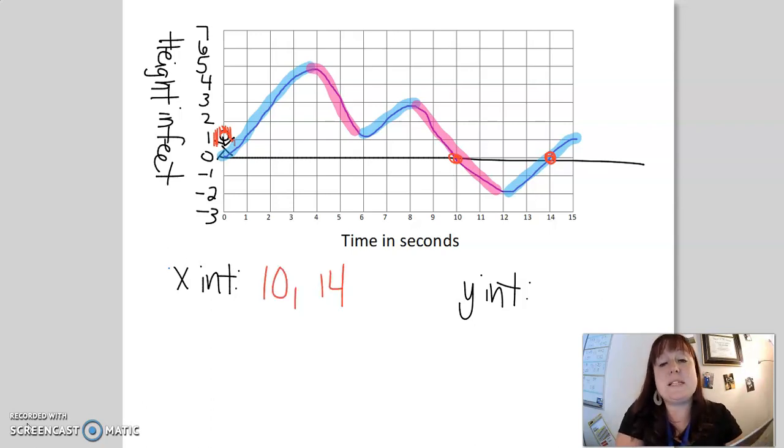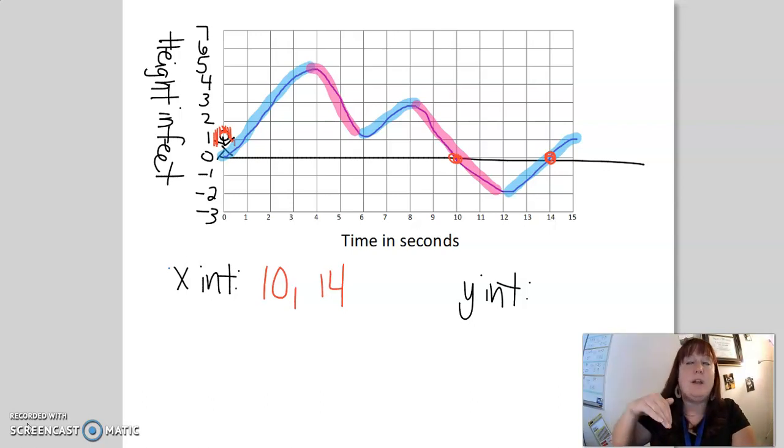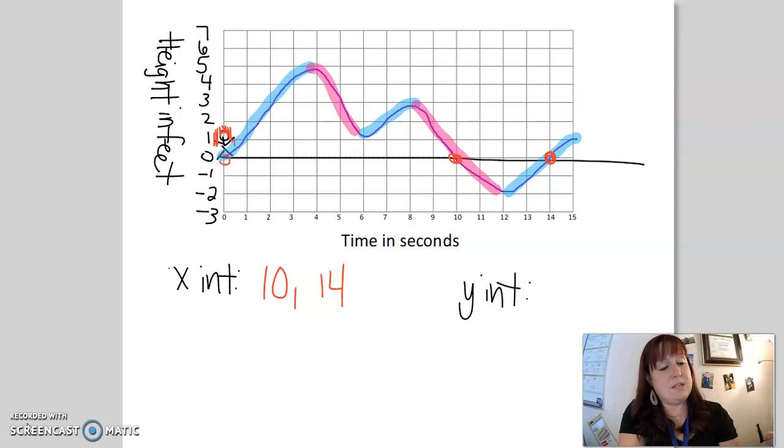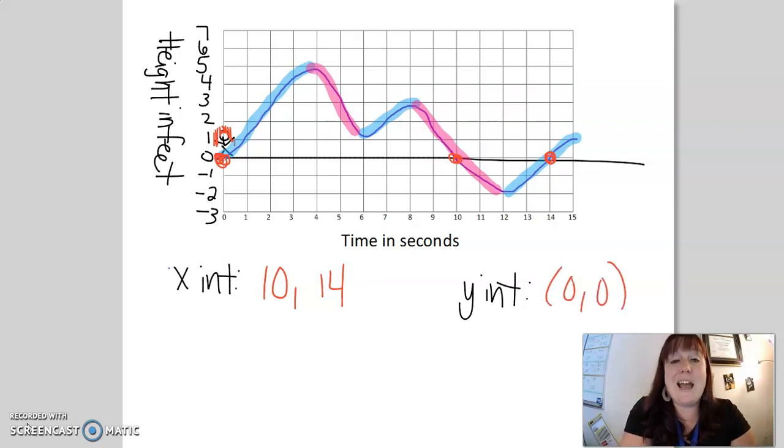What does that mean? Well, that means that I went from being above ground to being below ground, or vice versa, right? So I crossed the ground level at those points. So at 10, I went from above to below, and at 14, I went from below to above. And my y-intercept, I only have one y-intercept. It's right over here, and that's at 0, 0. And that tells me that at time 0, I was at height of 0. Okay, and that's all the key features of the function except for average rate of change.